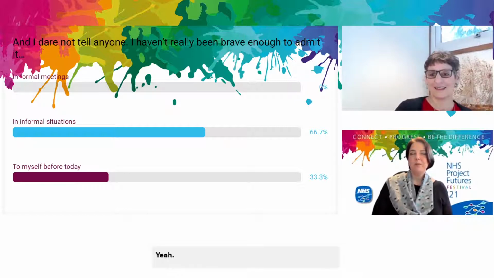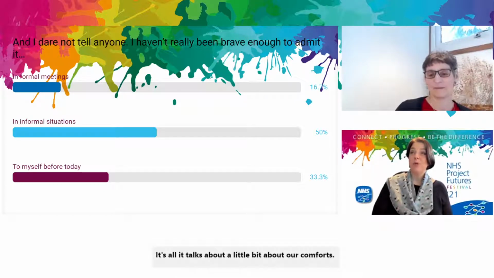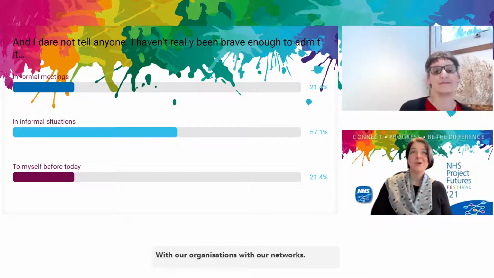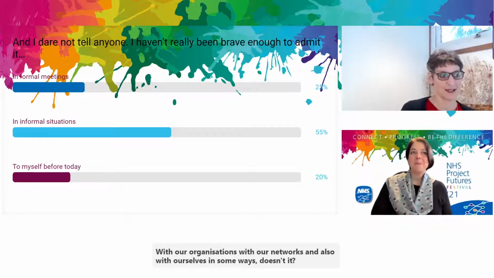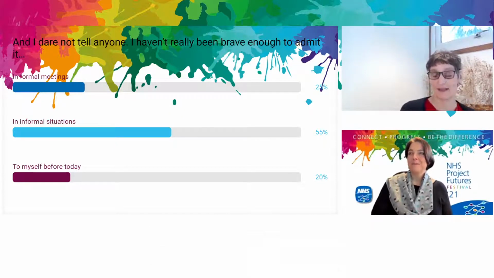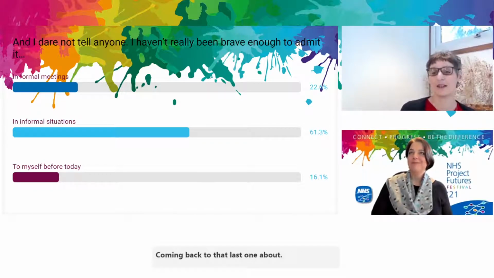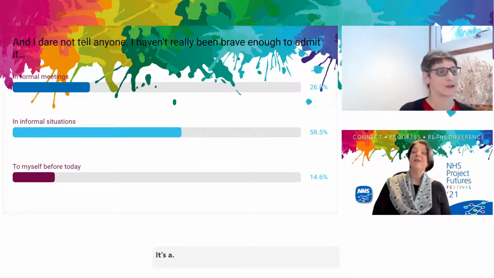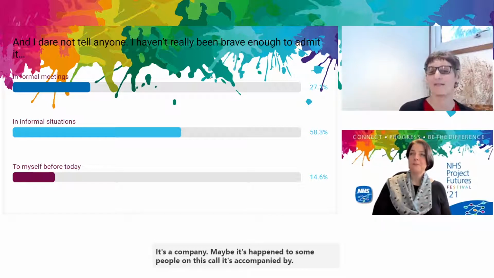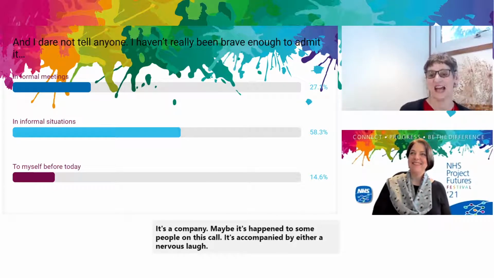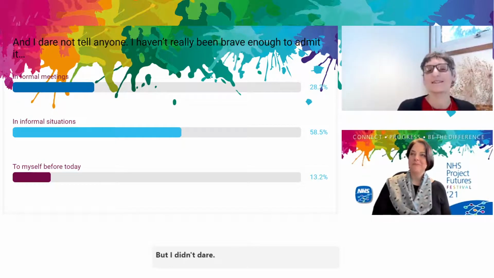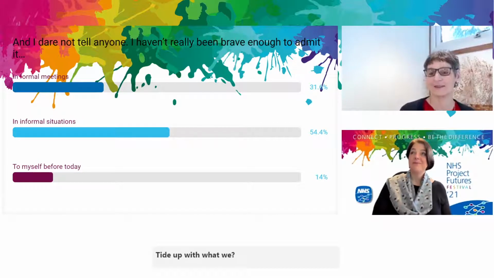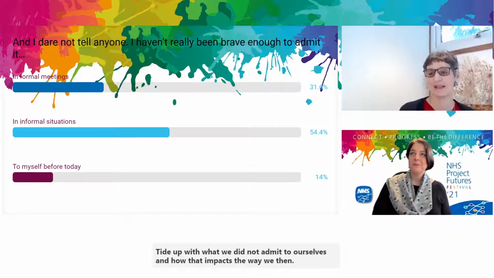It talks a little bit about our comfort with our organizations, with our networks and also with ourselves in some ways, doesn't it? Yeah, it does. And coming back to that last one about admitting it to yourself, certainly in coaching, I've worked with people where the moment they admit it to themselves, it's accompanied, and maybe it's happened to some people on this call, by a nervous laugh, like, oh, I didn't dare. And we'll see, there's all kinds of stuff tied up with what we dare not admit to ourselves and how that impacts the way we then behave going on. So maybe that'll come up in this call.